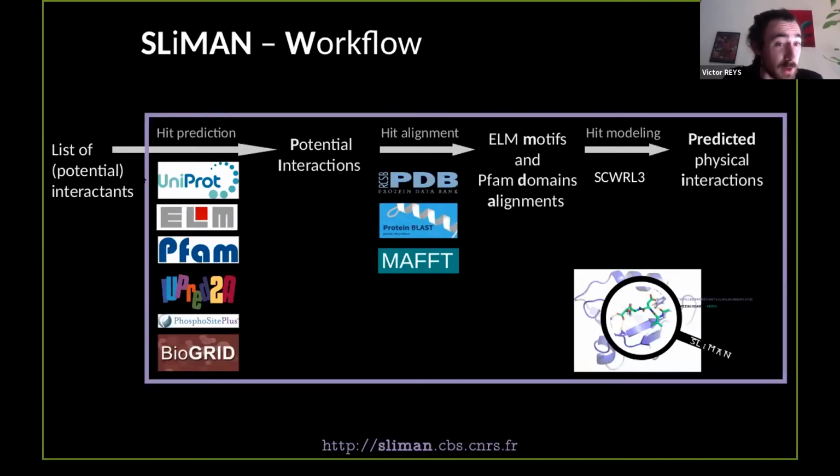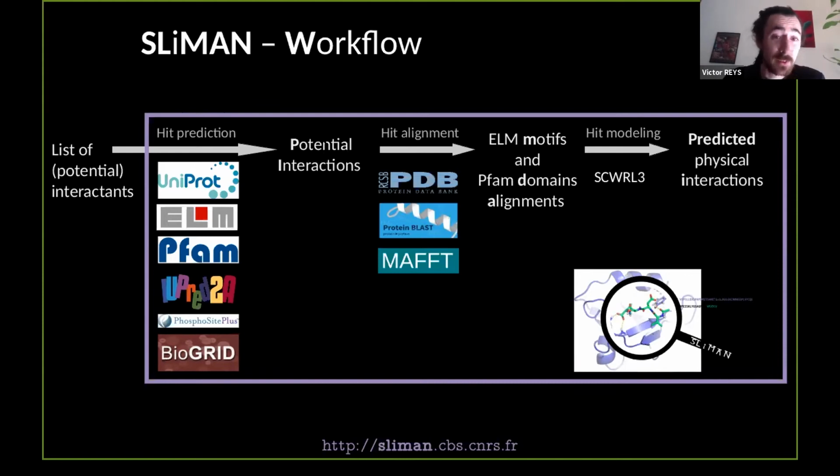The workflow starts obviously with a list of proteins, possible interactants. Then we proceed to the hit prediction using the ELM database to find all the motifs, and then we pair them with the Pfams. We also add supplementary information with IUPred for the disorder prediction, PhosphoSitePlus for the post-translational modifications, and we also count the number of interactions found in BioGRID. This leads us to a list of potential interactions.